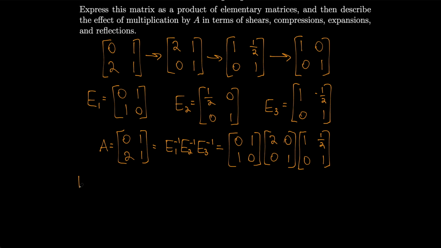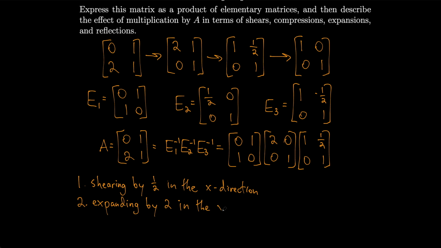So let's write out what each one does. Number 1 is shearing by half in the x direction. Number 2 is expanding by 2 in the x direction. And number 3 is reflecting about y equals x.